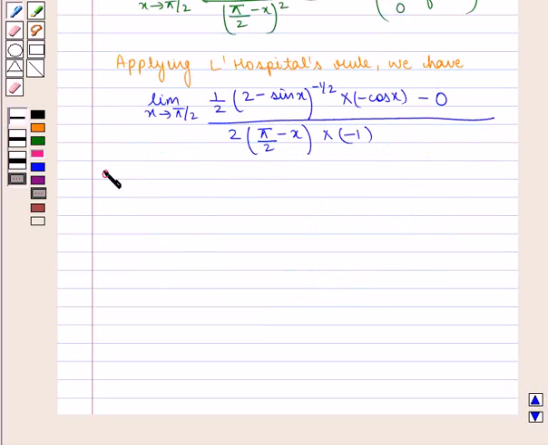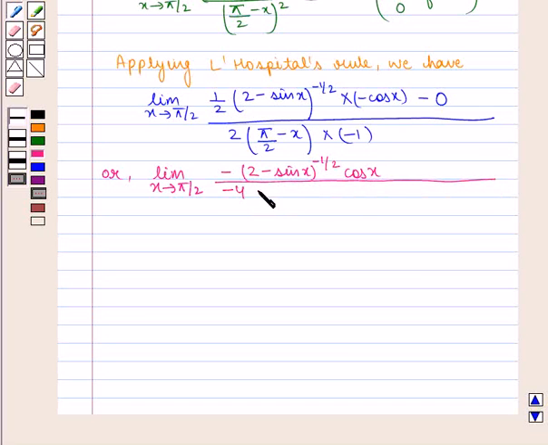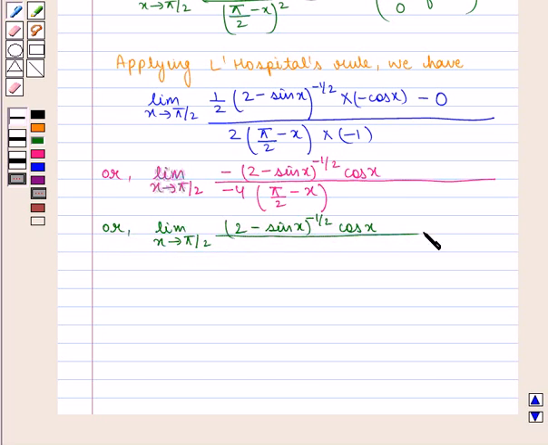which can be written as limit x tends to pi by 2 minus of (2 minus sine of x) raised to power minus 1 by 2 into cos of x whole upon minus 4 into (pi by 2 minus x), which is equal to limit x tends to pi by 2 (2 minus sine of x) raised to power minus 1 by 2 into cos of x whole upon 4 into (pi by 2 minus x).